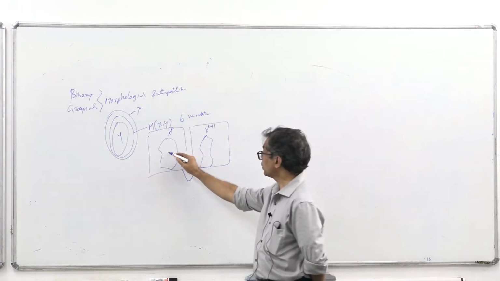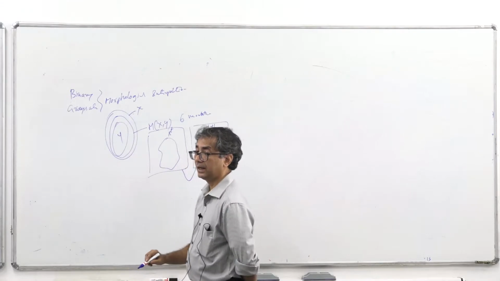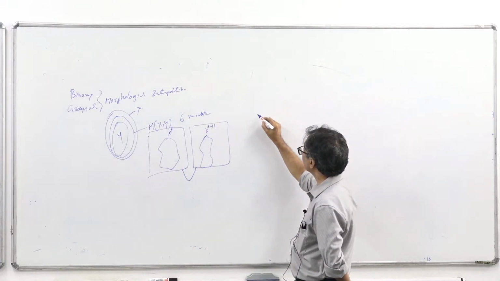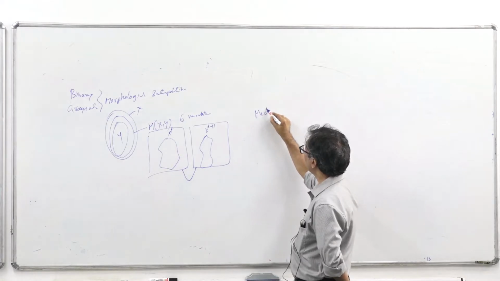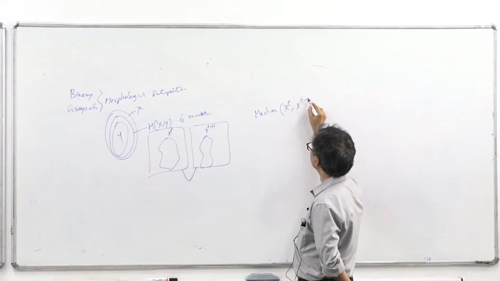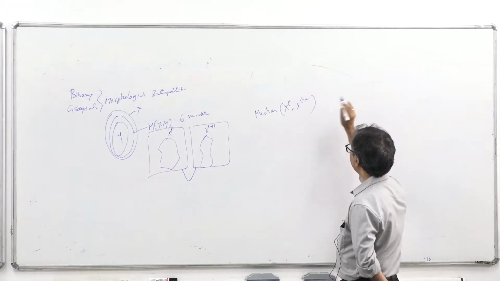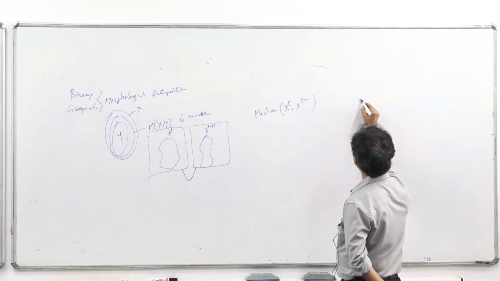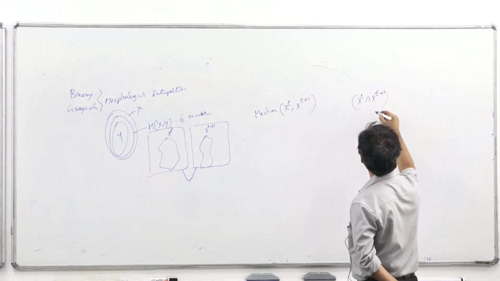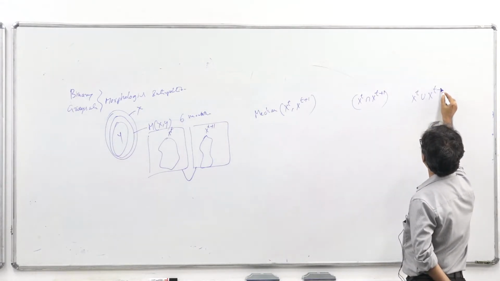You have one source and target. You have a source and target, and we can compute the median between xt and xt plus 1. So how do we handle that: xt intersection xt plus 1, xt union xt plus 1.